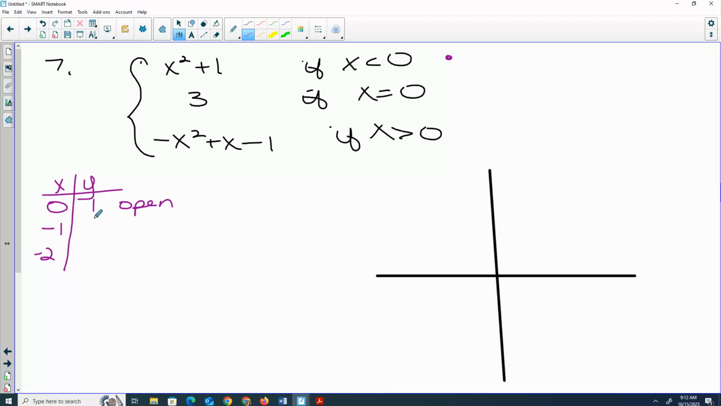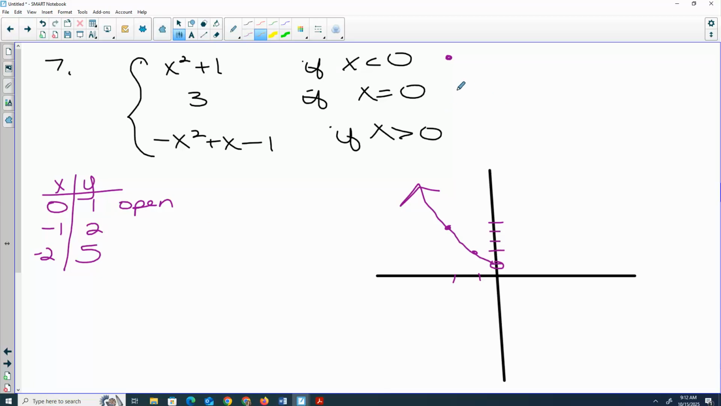So if we put in 0, we get 1. If I put in -1, 1 plus 1 is 2. -2, 4 plus 1 is 5. So 0, 1 is open. -1, 2, -2, 5. If you can't tell what it is from now, you could always do more points, but what we're getting is part of a parabola. And it only extends to the left because it's only true for x's less than 0.